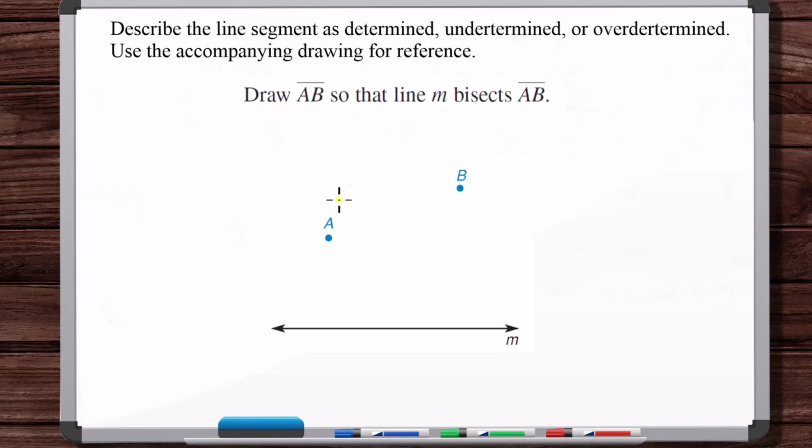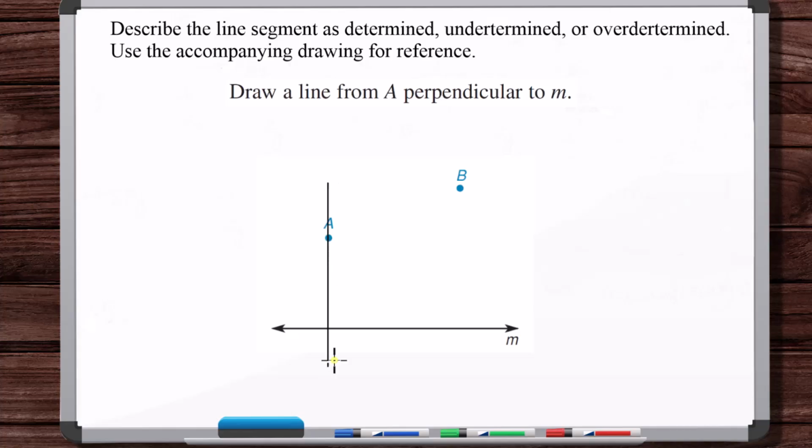Now, if we said draw a line that goes through point A that's parallel to line M, well, we know we can do that. That would be properly constrained. Okay, a line from A perpendicular to M. We've talked about this before. There's always a unique line that's either parallel or perpendicular to another line that passes through a point that's not on that line. So this would be properly constrained, properly determined.